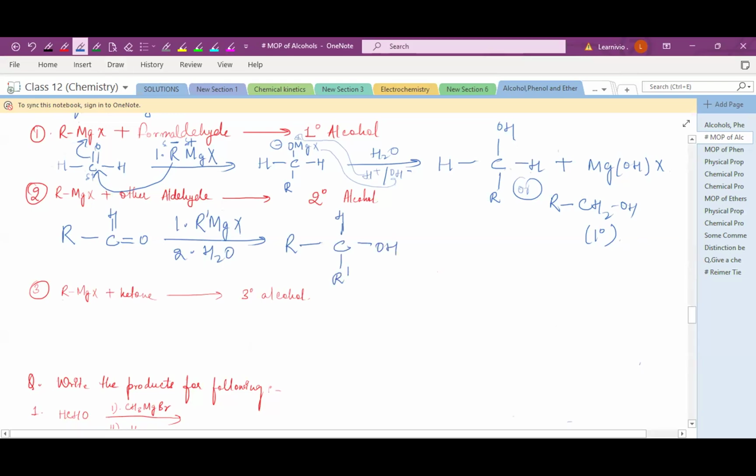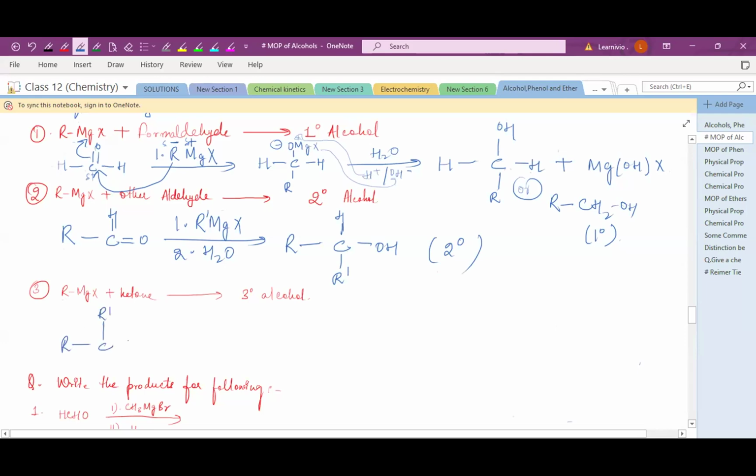So basically, when you treat the other aldehyde with the Grignard reagent, you will get a secondary alcohol. What is this? This secondary alcohol: the OH group is attached to this carbon, and this carbon is further attached to two groups. So it is your secondary alcohol. Clear, Ali? Yes, ma'am.